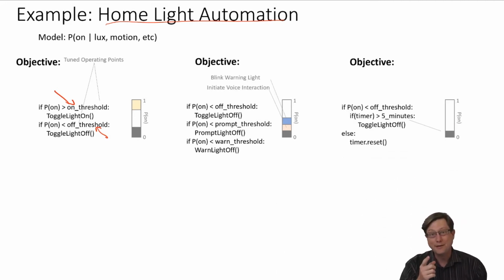And another thing you could do is something like this: if the probability the light should be on is below the threshold, start a timer. And if the probability the light should be on is below the threshold for at least 5 minutes, then turn the lights off. Otherwise, reset the timer. And so what this does is you have a very conservative threshold. It's not just that the model dipped for a second below the threshold, but it made a sustained move from above the threshold to below the threshold.